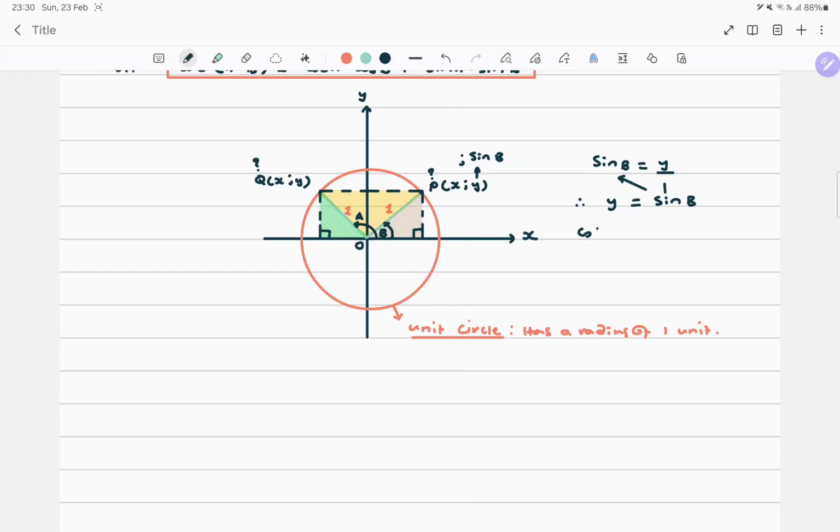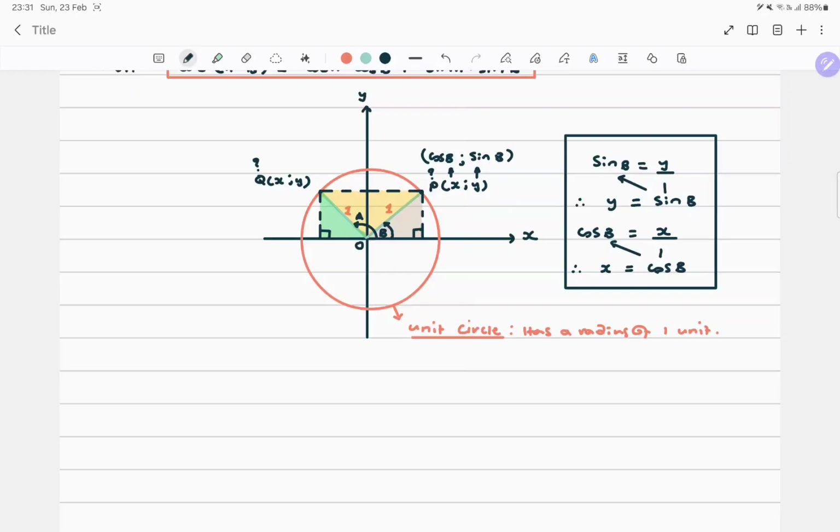And if we look at cos of angle B, we'll see that it's going to be x over 1. If we cross multiply there, what do we get? We get that x is equal to just cos B. And so that's the x coordinate here. So those are the coordinates at P. Please know these things, guys. Very important stuff. It's not far-fetched.